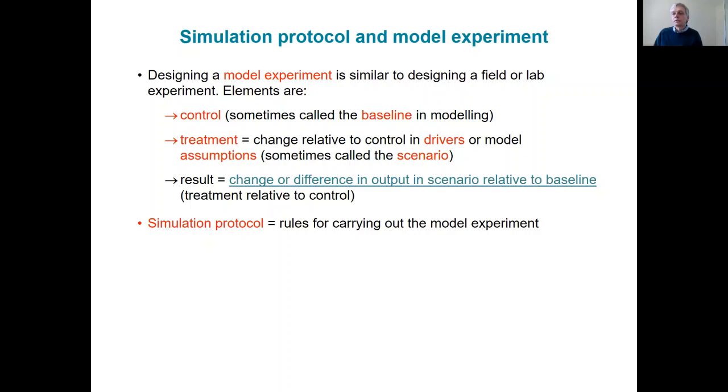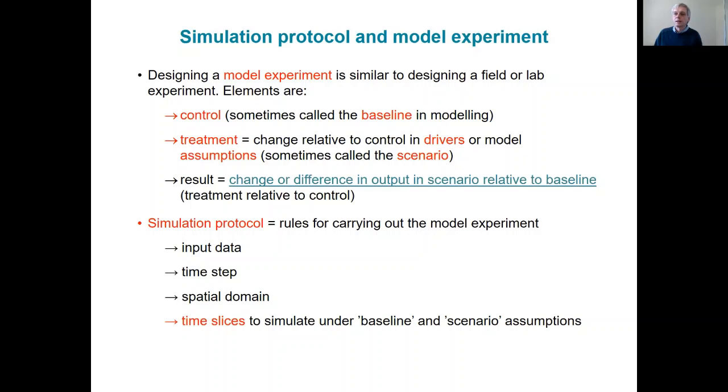The simulation protocol is the rules for carrying out the model experiment, or the procedure for carrying it out. And it involves things like the input data we use, for example, on the environmental drivers, the time step that we use, maybe inherent in the model choice we made earlier on, the spatial domain, are we applying the model to a plot, to a region, a country, across a grid covering the ecosystems of the world.